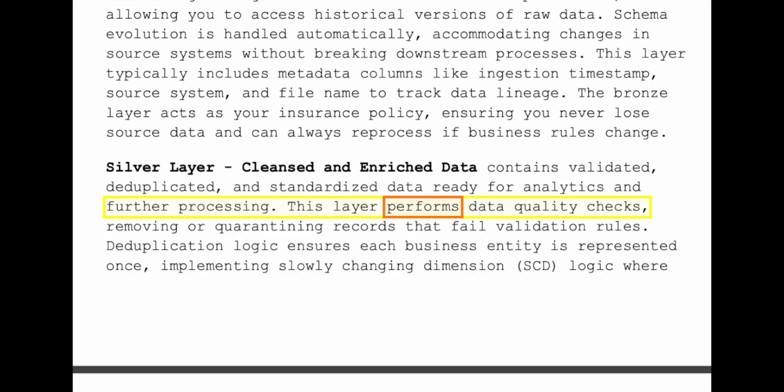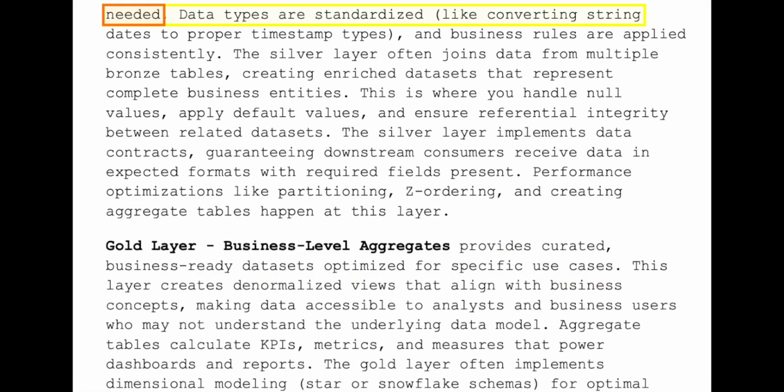Silver layer: cleansed and enriched data. It contains validated, deduplicated, and standardized data ready for analytics and further processing. This layer performs data quality checks, removing or quarantining records that fail validation rules. Deduplication logic ensures each business entity is represented once, implementing slowly changing dimension (SCD) logic where needed. Data types are standardized, like converting string dates to proper timestamp types, and business rules are applied consistently.